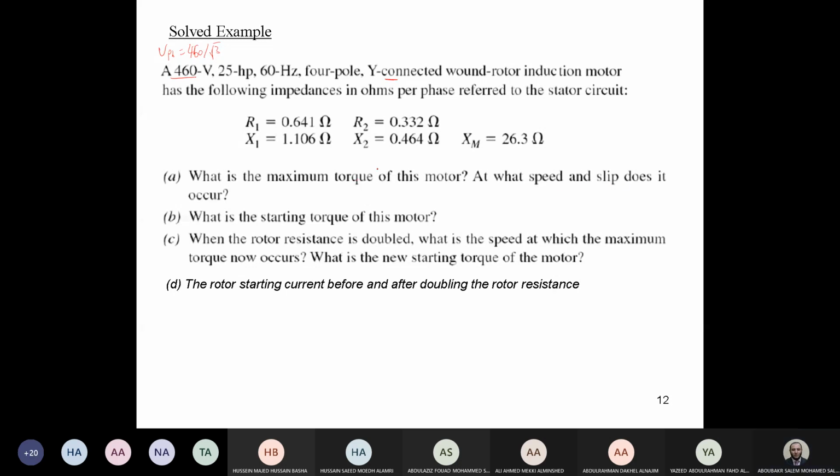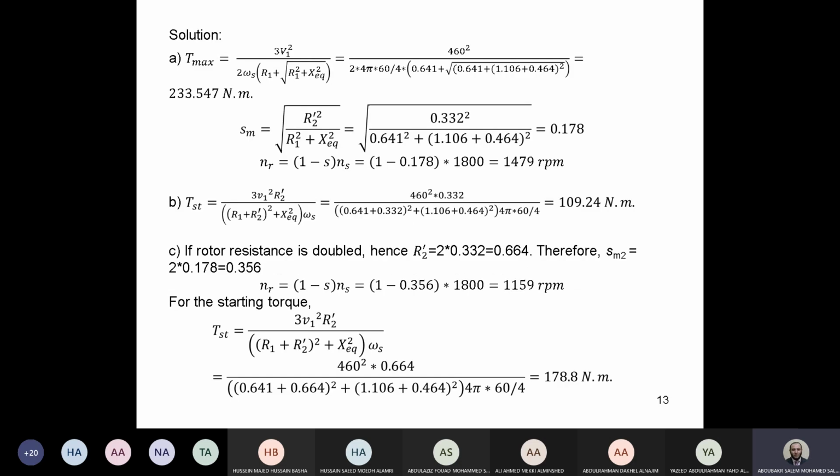How do we get the maximum torque? We know the relation of maximum torque. We derived the relation in previous classes. This is the relation of maximum torque: 3 V phase square over 2 omega s multiplied by R1 plus square root of R1 square plus X equivalent square. So 3 V phase square is the same as V line square. Is this right? Because it's a star connection here.